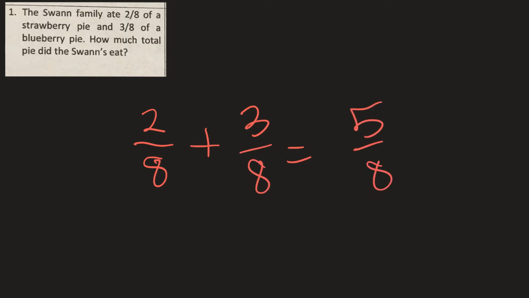The Swan family ate 2/8 of a strawberry pie and 3/8 of a blueberry pie. How much total pie did the Swans eat? So that would be 2/8 plus 3/8, and that's 5/8.